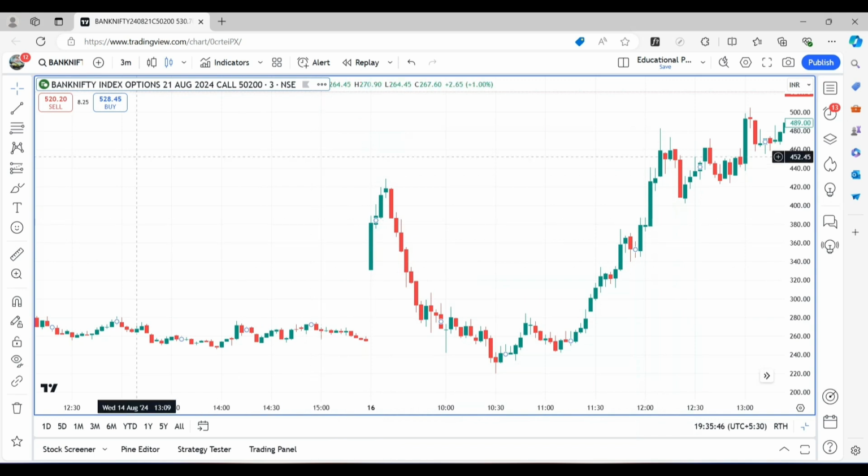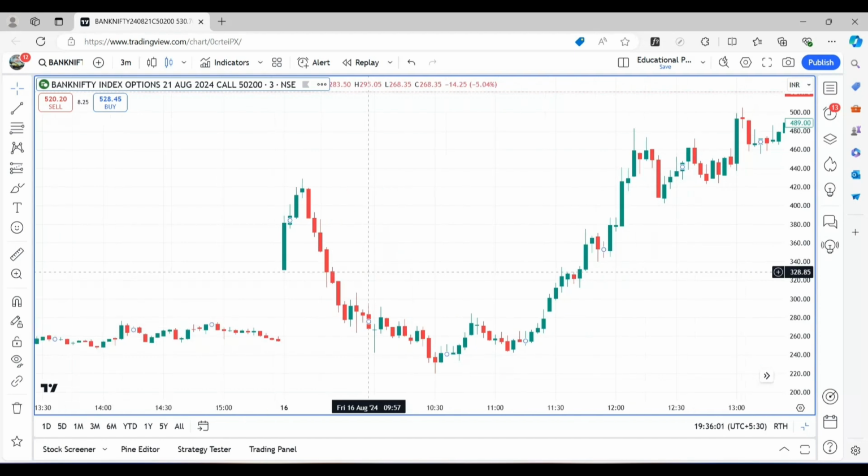So now you can see I have opened the Bank Nifty 3 minutes time frame option chart, 50,200 call option. As per the market starting today, 16th August 2024, once the market started, the ATM strike price is 50,200. That is why I have chosen this strike price in the chart in the 3 minutes time frame. Basically, our quick scalper indicator works based on the OTM sellers. If the OTM sellers are high, then based on that pressure, the full indicator works. Just keep this in mind.